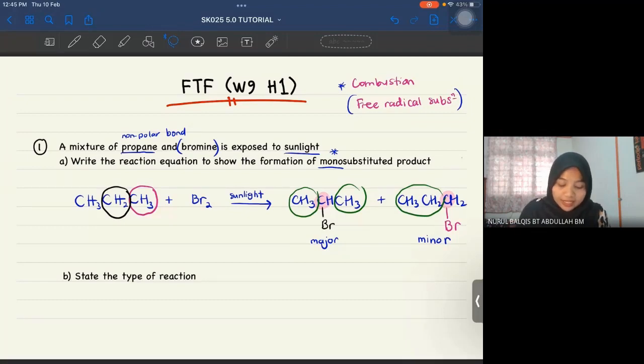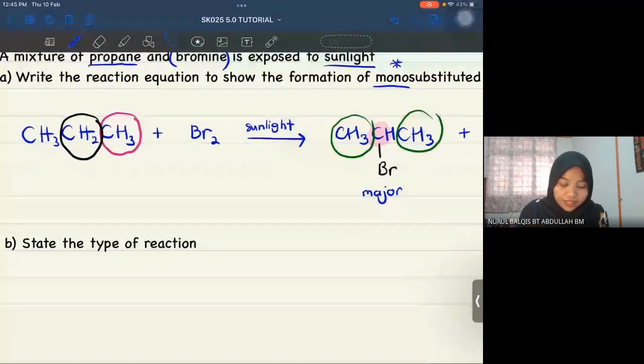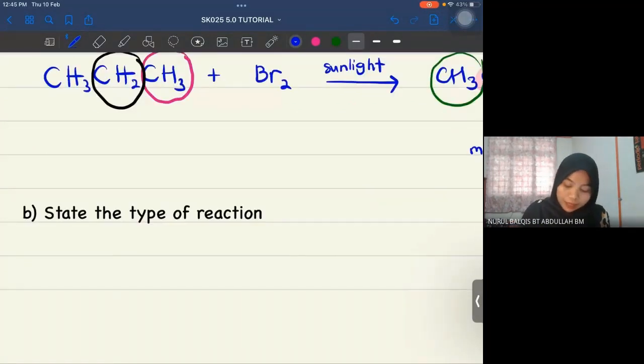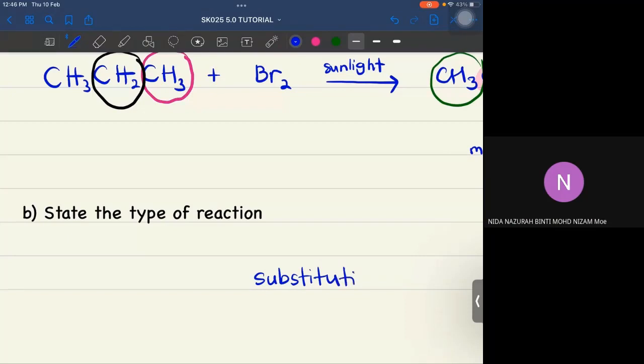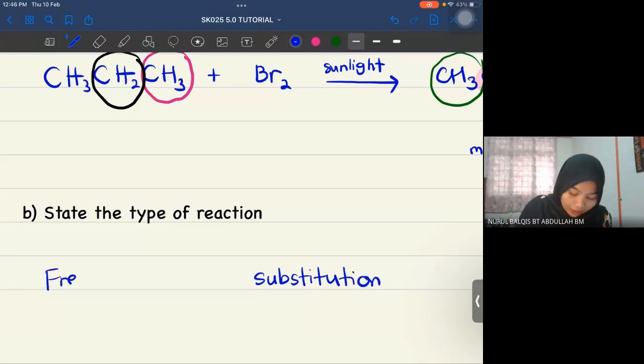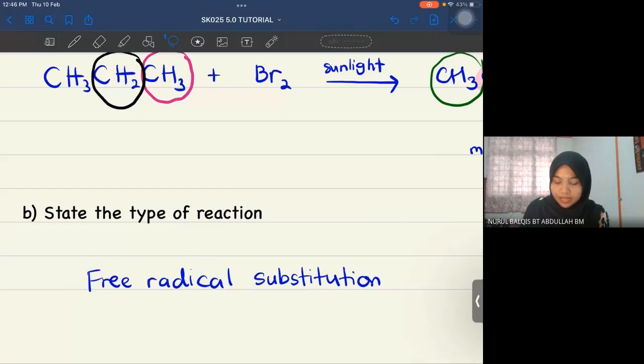Okay, now state the type of reaction. The type of reaction involved here is what type? Among the four: rearrangement, addition, substitution or elimination. Substitution. Okay, these substitutions involve what kind of species as intermediates? Nucleophile, electrophile? Free radical. So we have free radical substitution. This is the type of reaction for this reaction.